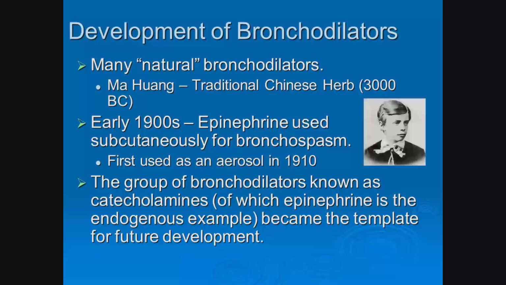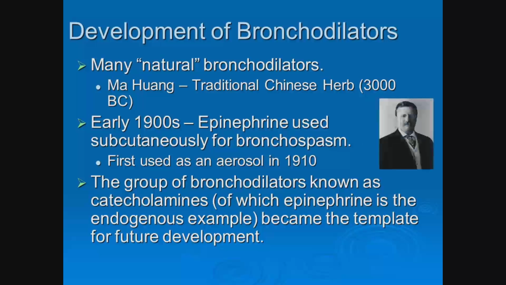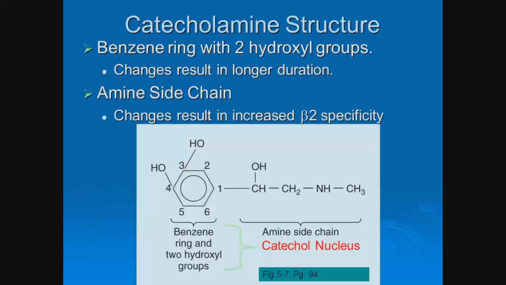Little guy had real bad asthma, couldn't go outside and play, until he became president. It's Teddy Roosevelt. He was a horrendous asthmatic. He used epinephrine as one mechanism to do it. But the group of bronchodilators known as catecholamines are those which have epinephrine as its building block. Okay, so that's kind of the gold standard for catecholamines is epinephrine. Everything else is built upon it.